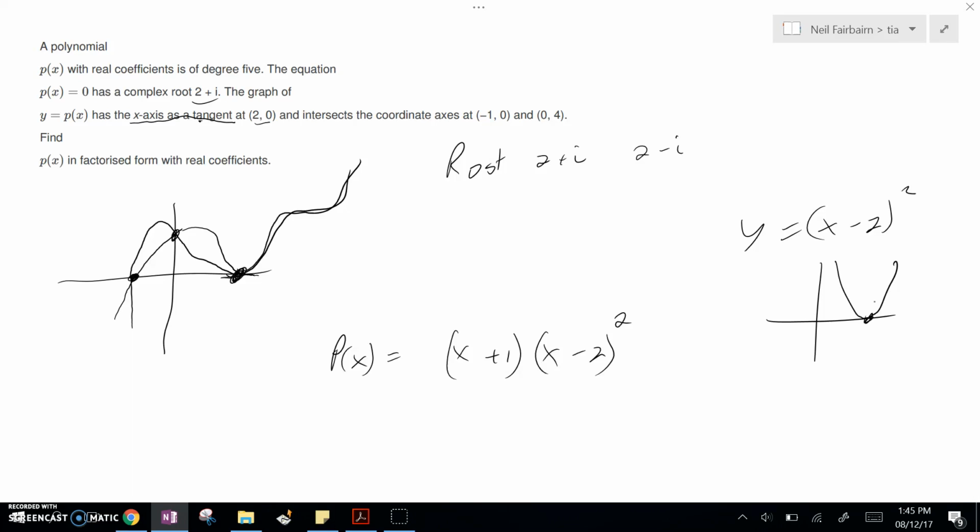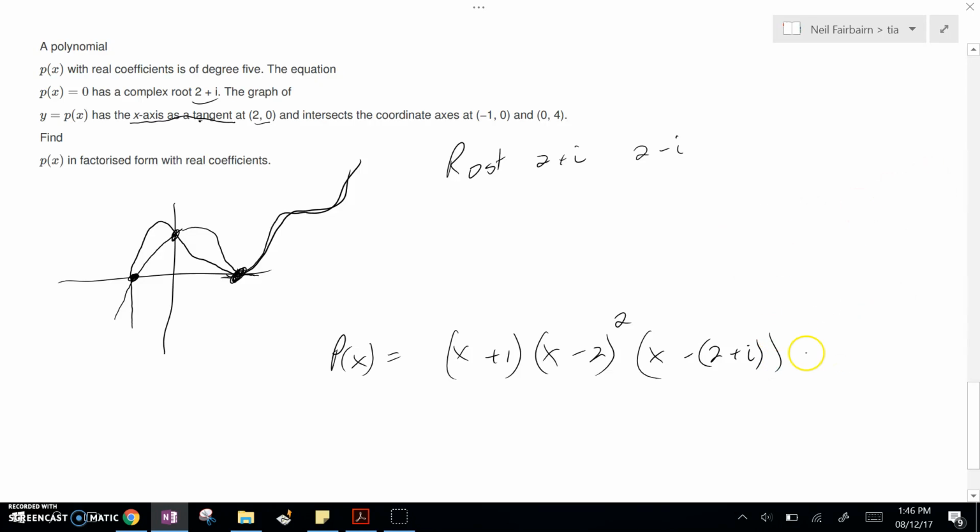So there's 3, and the fourth and fifth are x minus 2 plus i, and, I'll just get rid of this little drawing, x minus 2 minus i. Now, I gave you 2 versions of what it could look like. Could be this, could be this. I don't know. So I'm going to have to put an a value because I don't know how it's stretched out.